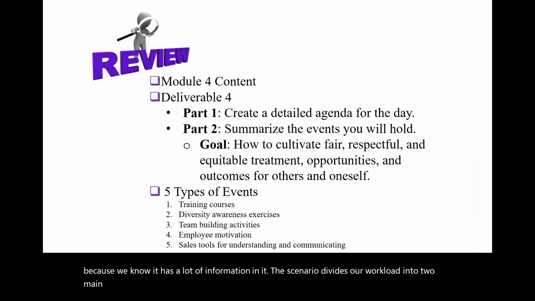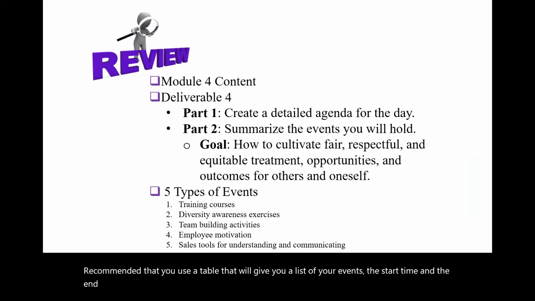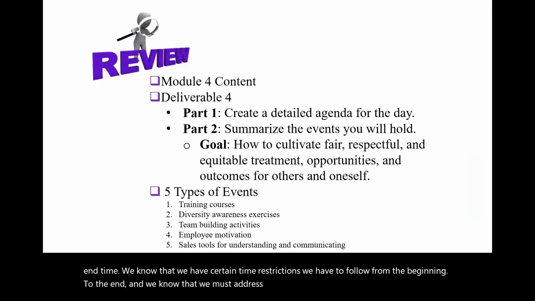We're going to create the detailed agenda and we're going to summarize the events we will hold. It's recommended that you use a table that will give you a list of your events, the start time, and the end time. We know that we have certain time restrictions we have to follow from the beginning to the end. And we know that we must address 5 types of events. And in this presentation, I shared some possible sources that you might use.